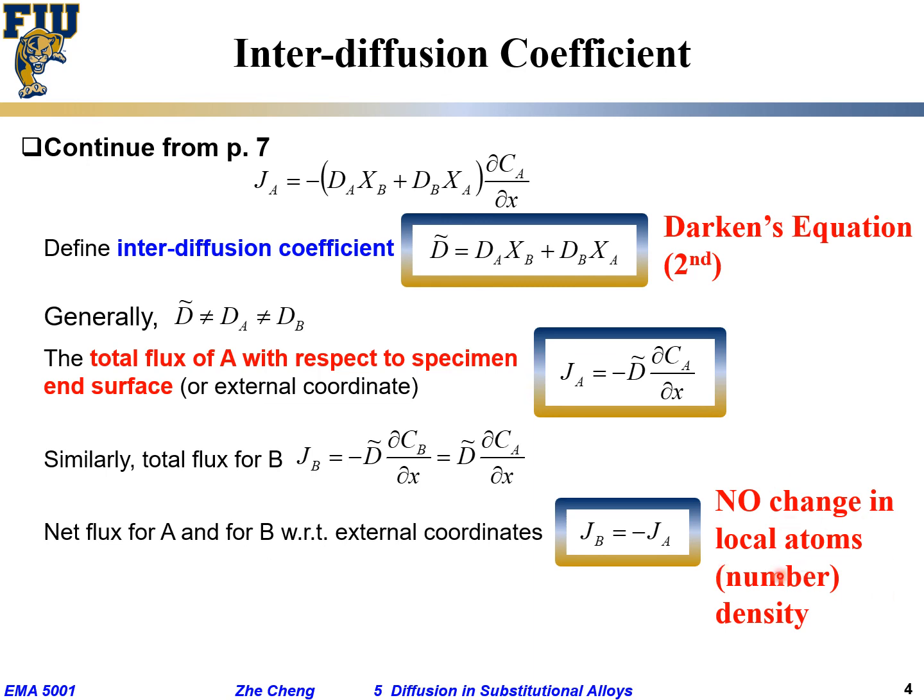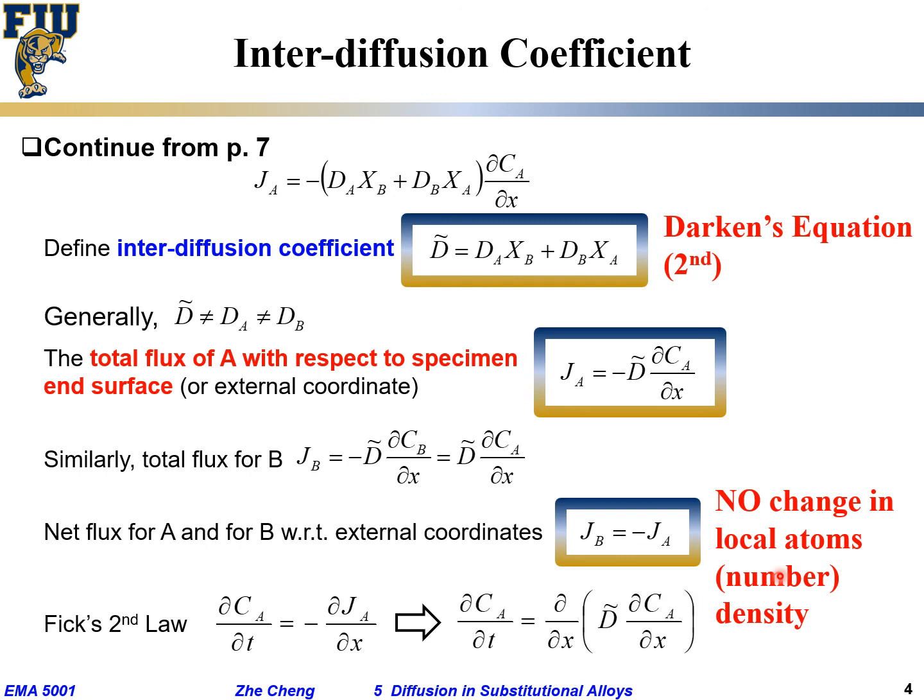There is no net change in location, which means when Darken did the experiment, that whole block, brass plus copper, doesn't move. When you look outside, nothing really moves. But when you look at that interface, it moves, and across that interface, it's moving in an asymmetric fashion. Okay? And then we would have Fick's second law rewritten if we're going to use the diffusion coefficient, the so-called interdiffusion coefficient. Okay? Let's stop here.